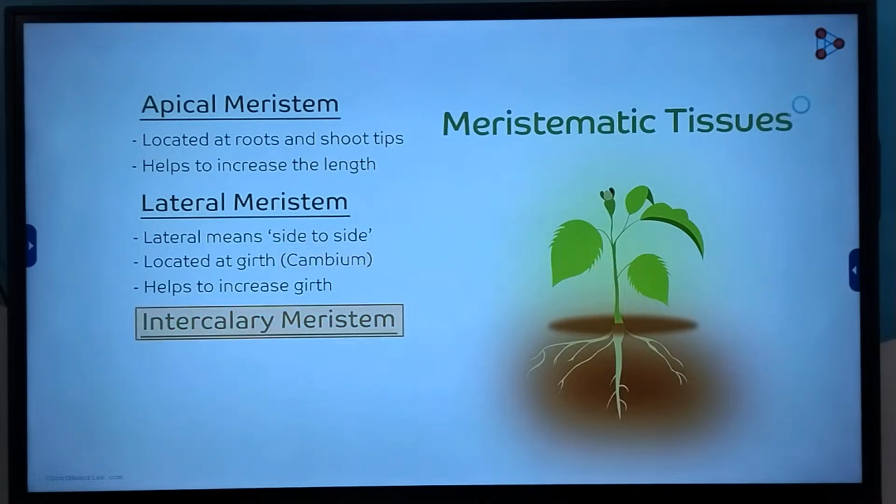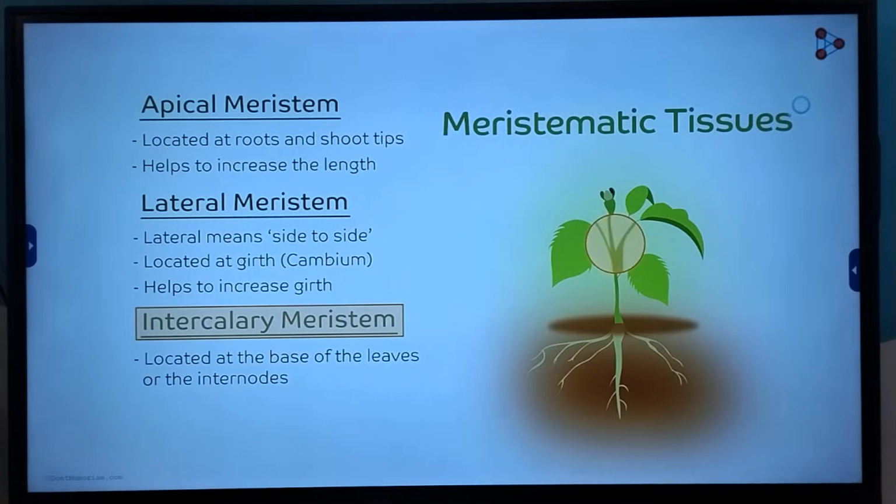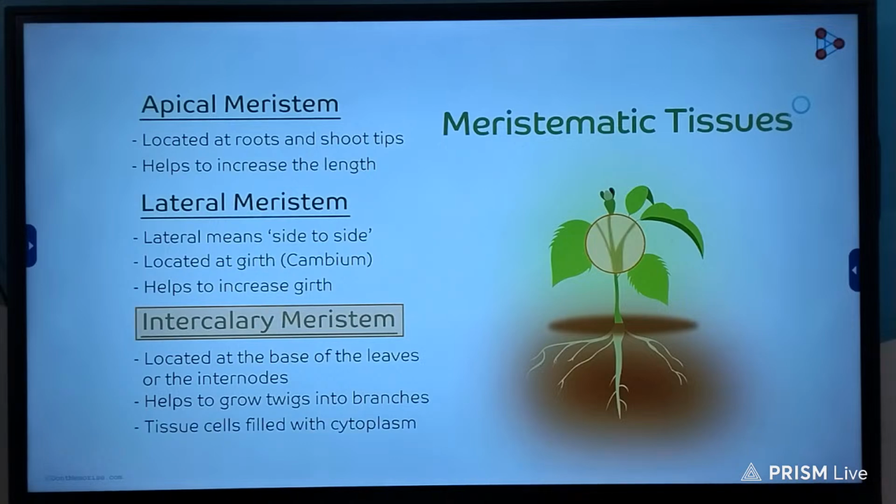What about the last tissue type, intercalary? Where is this tissue found? This tissue is found at the base of the leaves or the internodes. These spaces here are known as the nodes. What do you think this tissue will do? They will facilitate the growth of the twigs into branches. As these tissues are very active, the cells in these tissues are filled with cytoplasm. They require a lot of energy and nutrition to carry out the various functions of the tissues.